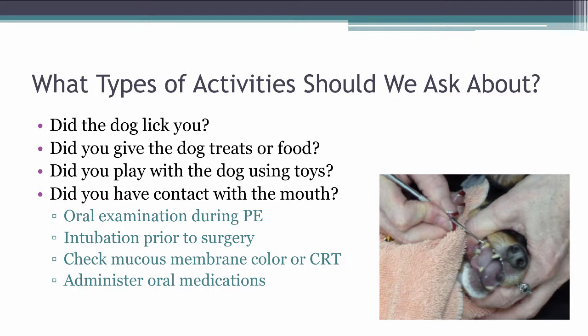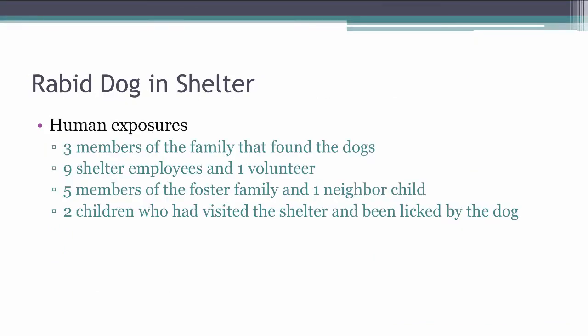And you're going to do that in conjunction with the health department, provide them the list. They're going to conduct very detailed interviews with the people and then assess whether or not they should receive post-exposure prophylaxis based on the answers to those questions. So in this case, they had 3 members of the family that found the dogs, 9 shelter employees, including vet and a volunteer, 5 members of the foster family who fostered this dog, and one of the neighbor kids who'd come over to play, and 2 children who had visited the shelter and been licked by the dog.